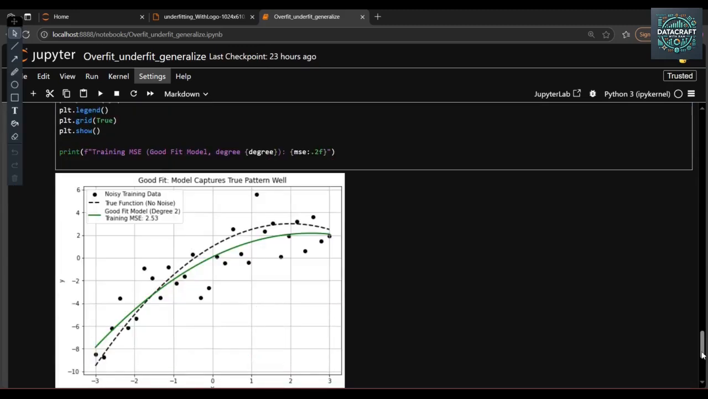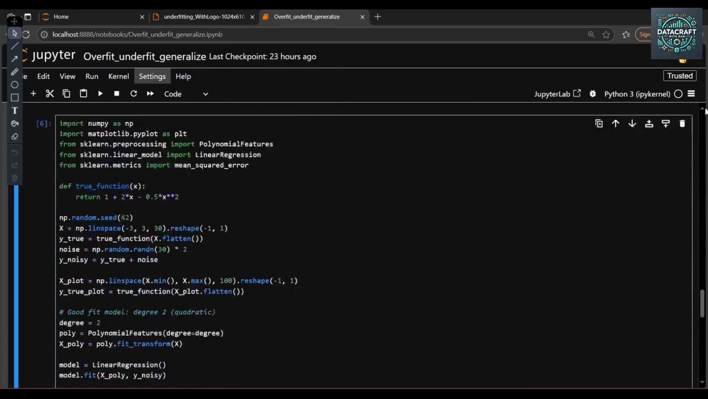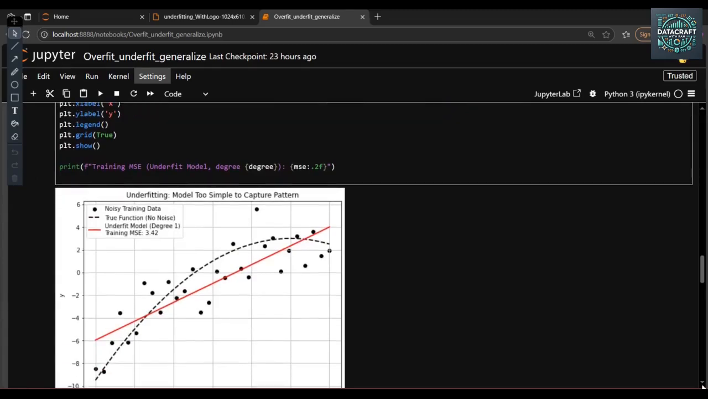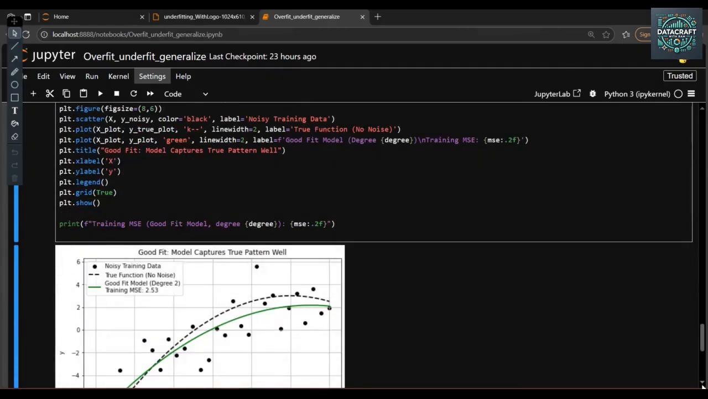Now let's try to understand what this plot is basically indicating. The true function has no noise, and the good fit model is the degree 2. In this particular case I have taken degree 2, and previously I had taken degree 1. At that time the model was underfit. When I take the degree equal to 1, this model is underfit. And if I take the degree equal to 2, my model is good. Why am I saying this is a good model? Because we are increasing the model complexity with the help of the quadratic polynomial degree.